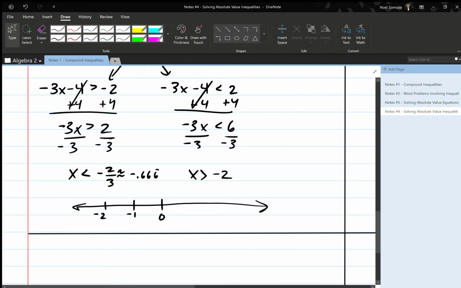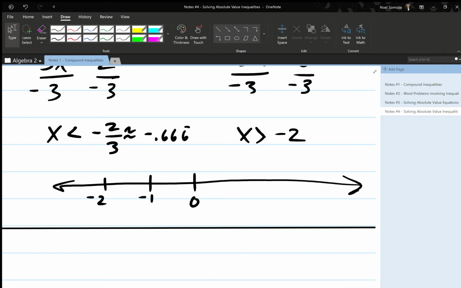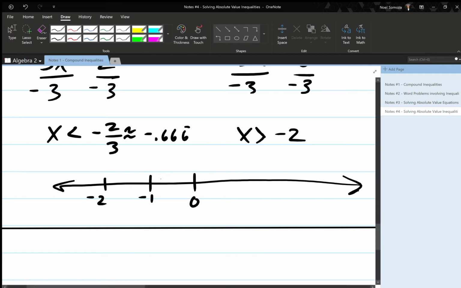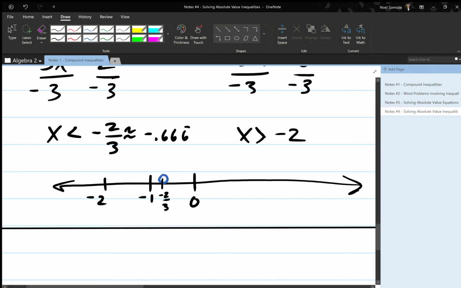Let me zoom in on that. Alright, so let's see what this fills up. Remember, OR, so we're looking for a union, not an intersection. At negative 2/3, it should be right before we get to negative 1. Open or closed circle at that value? Open. And which way do we shade?